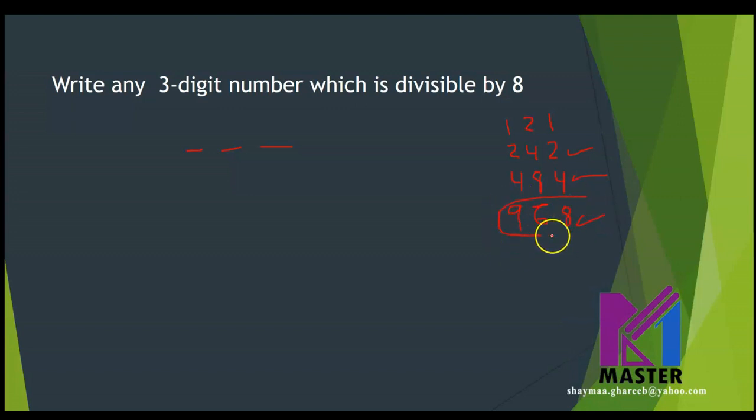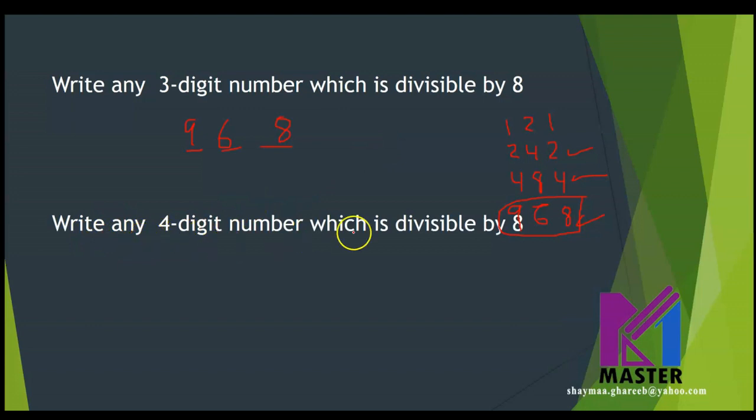So what do you think will be my number? 968. Let's check if it can be halved 3 times or not. The first half is 484. The second half is 242, and the third half is 121. So this number is divisible by 8.